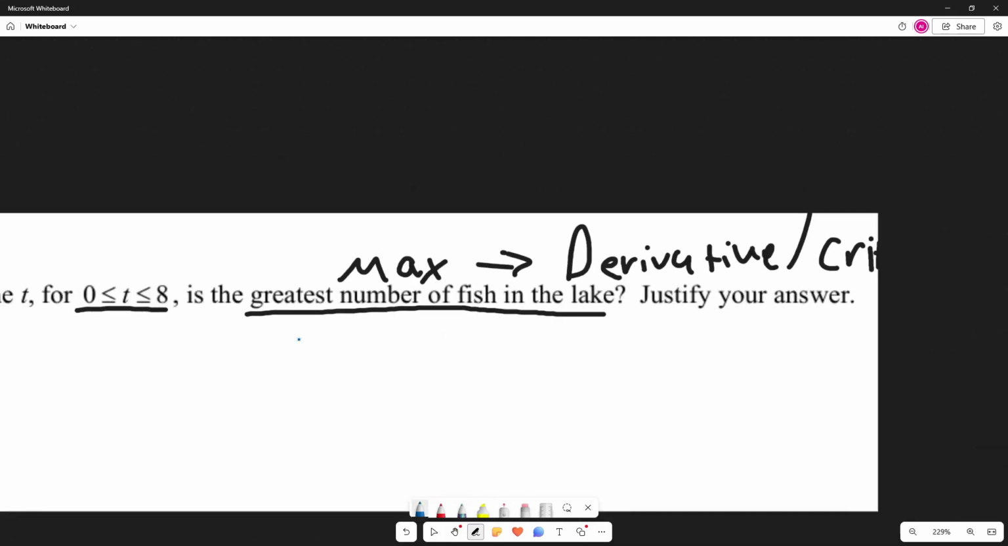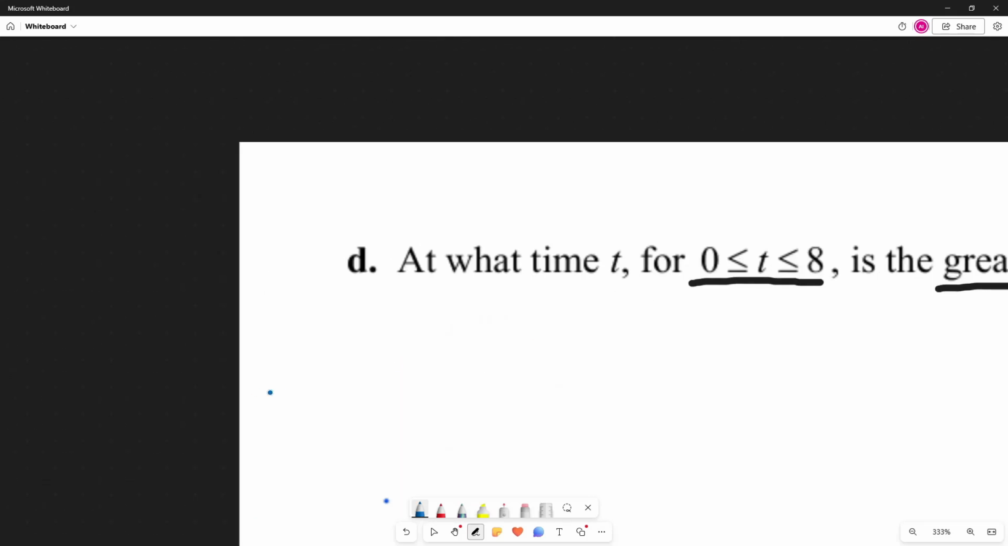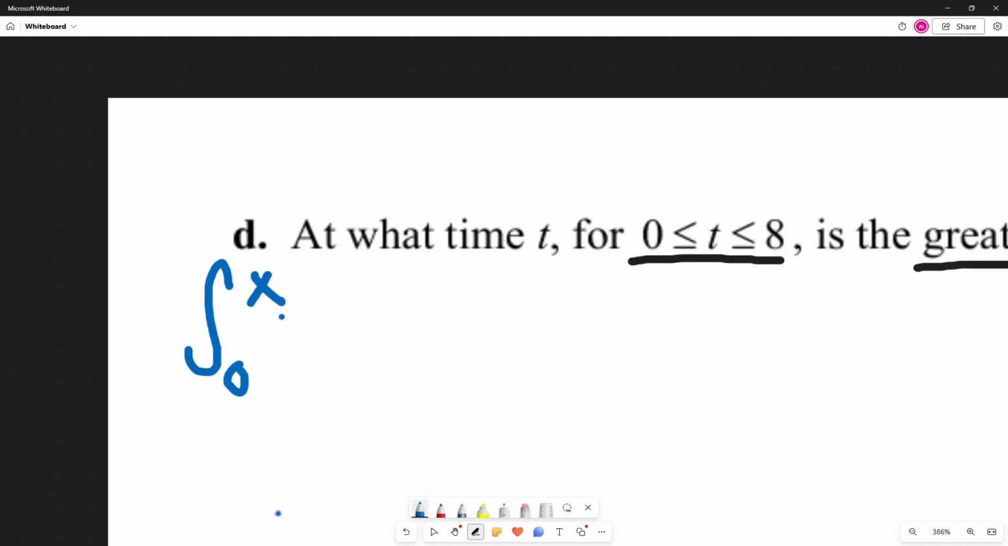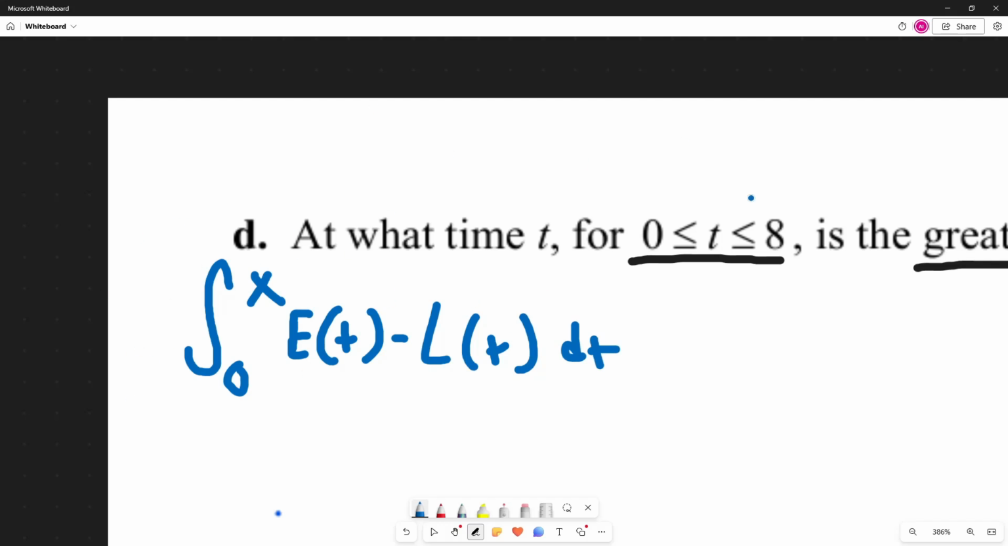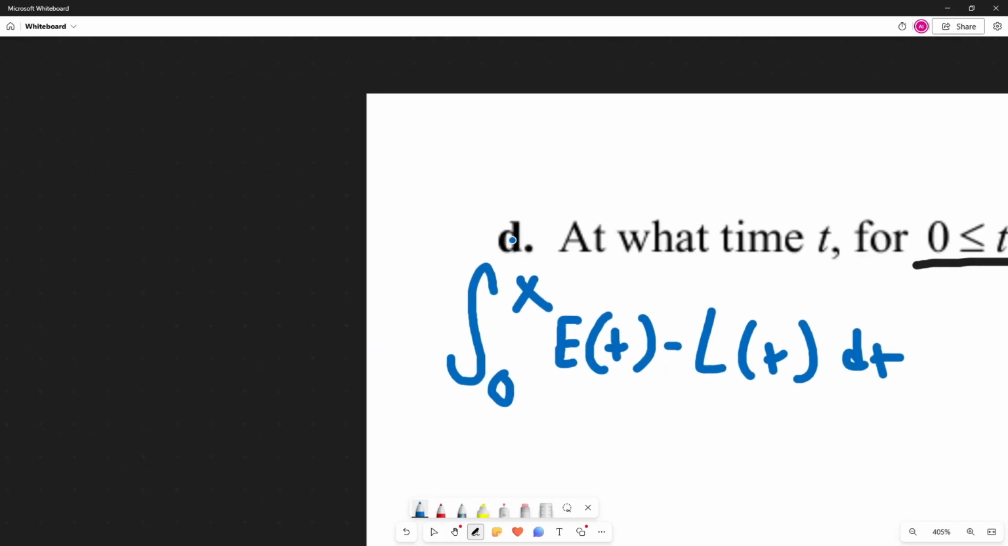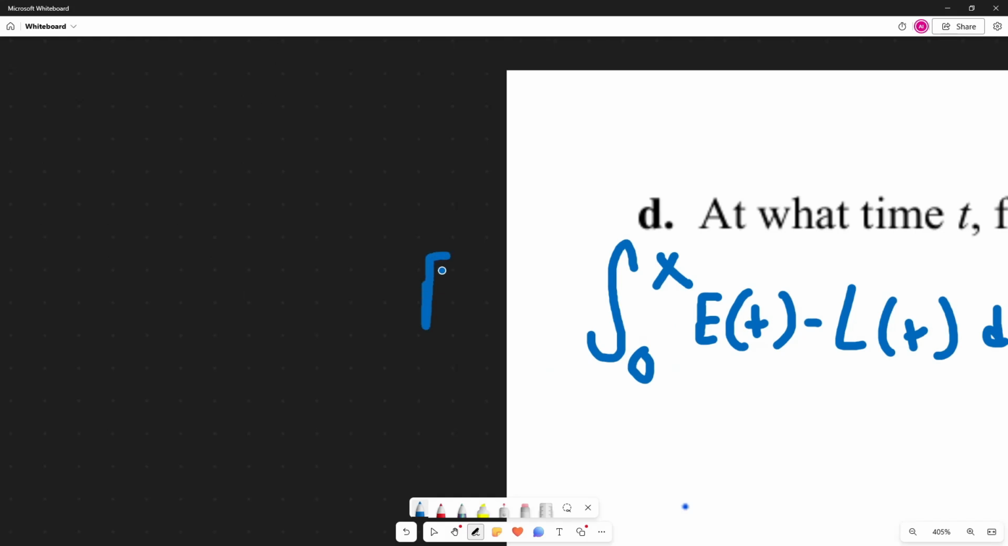Now we know that the integral from 0 to x, this means any time, however many hours after midnight, of E of t minus L of t dt, that's how many total fish are in the lake after that many hours of midnight. So what I'm going to do is set this equal to capital F of x.